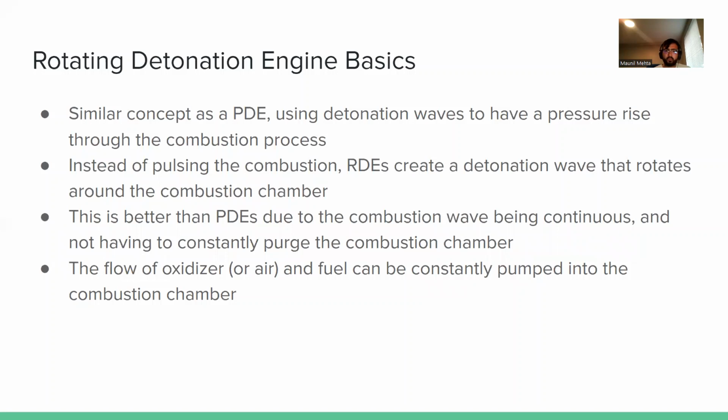Here are some of the basics of what a rotating detonation engine is. It is a similar concept to a pulse detonation engine, with the goal of using detonation waves to add a pressure rise through the combustion process. The one difference is that instead of having a wave that has to be constantly purged in the chamber, there is a continuous rotating detonation wave that moves around the combustion chamber. This is better than a pulse detonation engine because the combustion is continuous. It makes the design somewhat simpler, and the combustion chamber does not have to be continually purged. The flow of oxidizer or air and fuel can be constantly pumped into the combustion chamber without interruption.